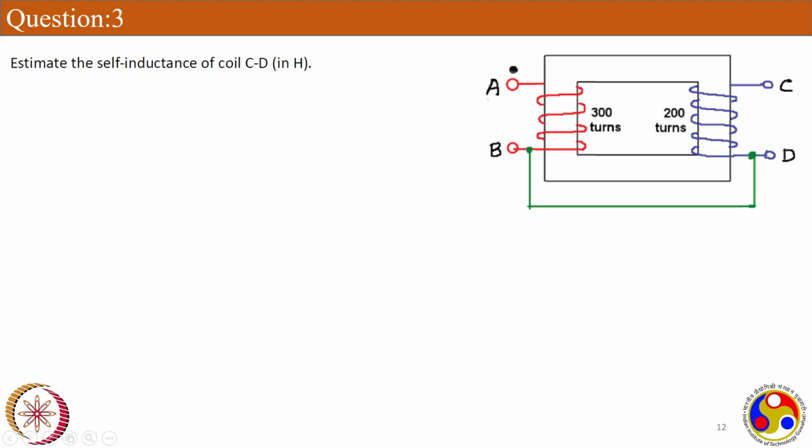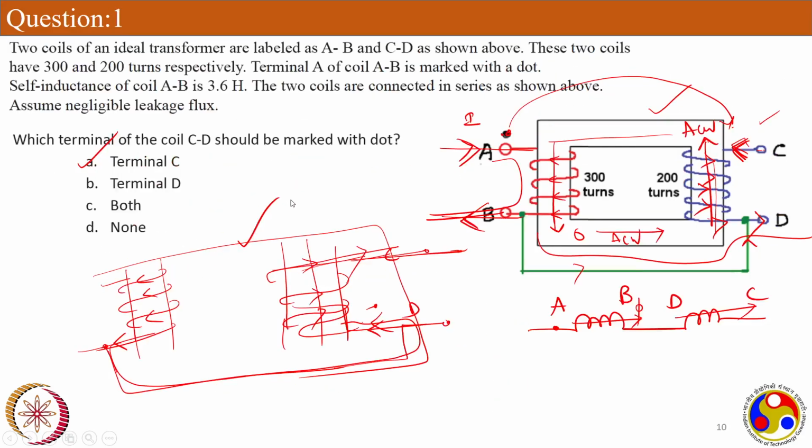Okay. Now we have to estimate the self-inductance of coil CD in Henry. I think they have given us the self-inductance of coil AB in the question. Yeah, it's 3.6 Henry. Let's just write here L1, self-inductance, is equal to 3.6 Henry. Now they are asking for L2. How much is the L2? We anyhow know N1 and N2. Now, can someone tell me the formula for self-inductance, which we have already derived in our discussion? Okay, let's get back.